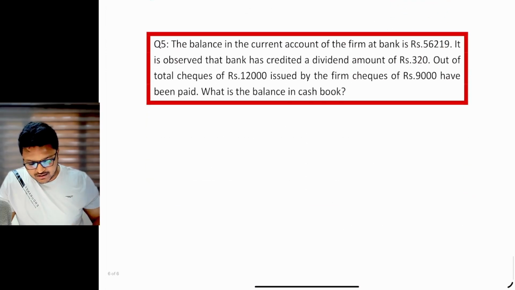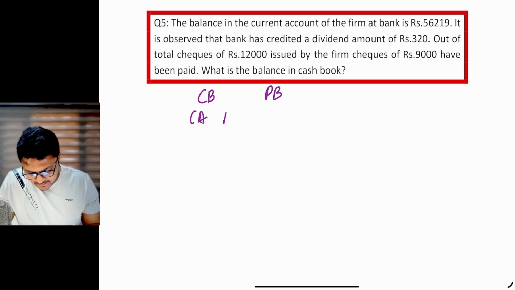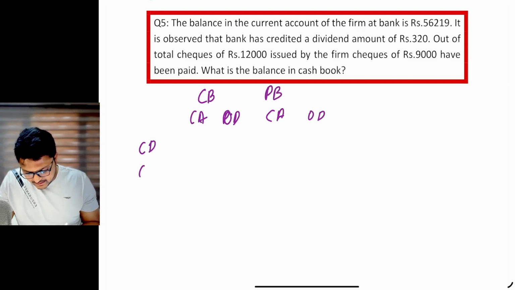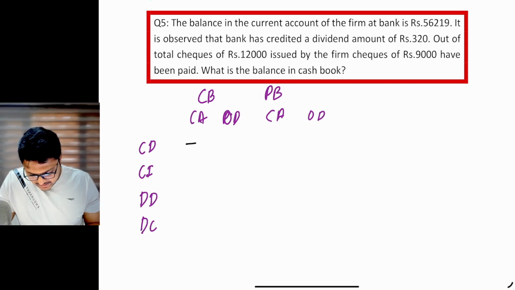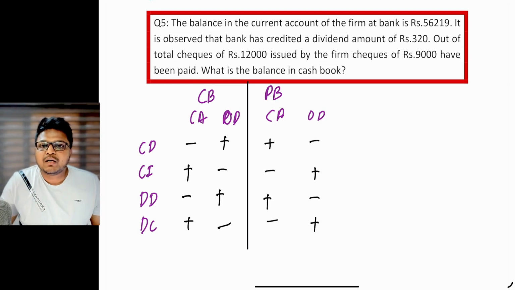Now let's solve another question. So again we'll draw the particular table, CB and PB, current account and overdraft, CD, CI, direct debit and direct credit. That is it, starting with the minus sign. Just make sure this is a mirror image, right? That's it. Okay.